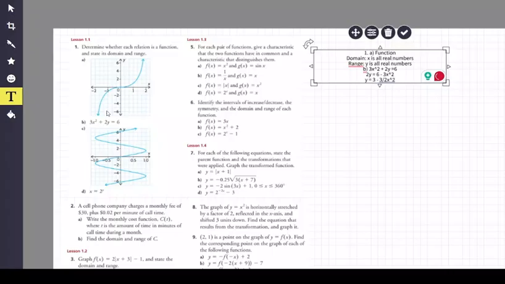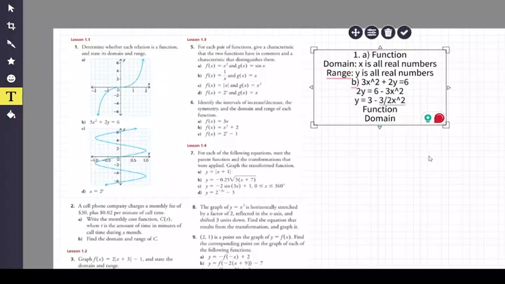So we want to notice that this is a cubic function. Sorry, this is a quadratic function. So for sure, definitely it is a function. And now the domain for quadratic functions is pretty easy as far as we're concerned. x is all real numbers. And that is the domain for every single quadratic function that you get. x is always all real numbers.